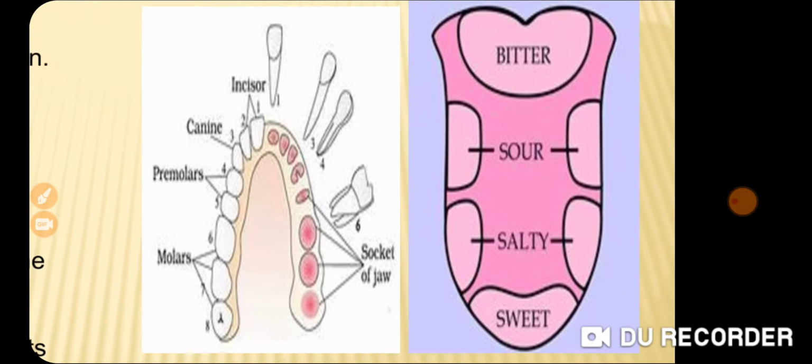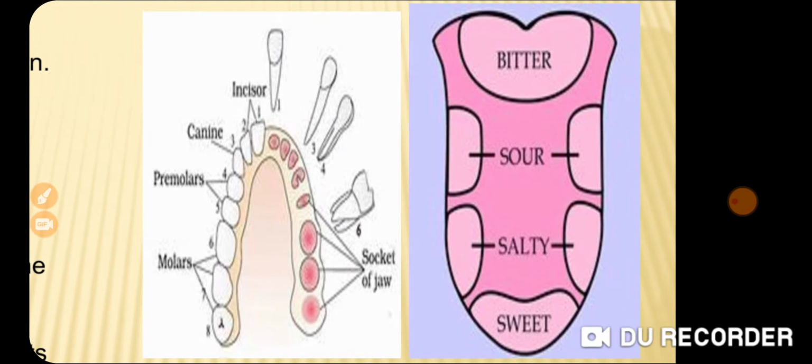Here we have the taste zones of our tongue. We feel sweet at the tip of the tongue, salty at the front sides of the tongue, sour on the lateral back sides of the tongue, and bitter at the end of the tongue.